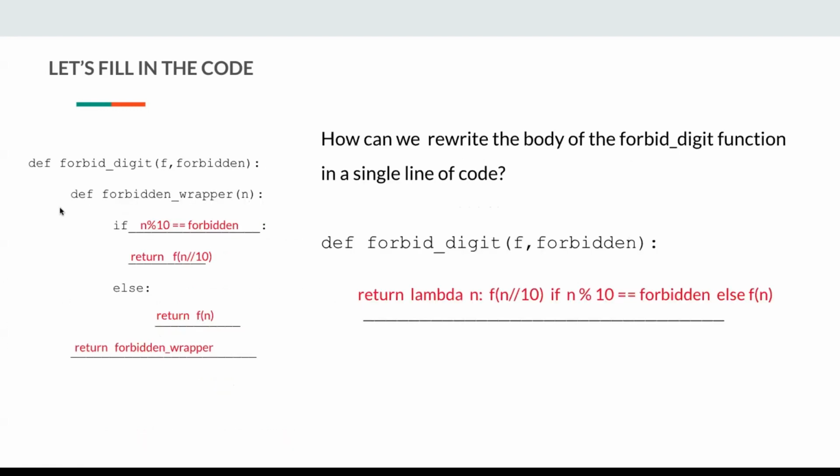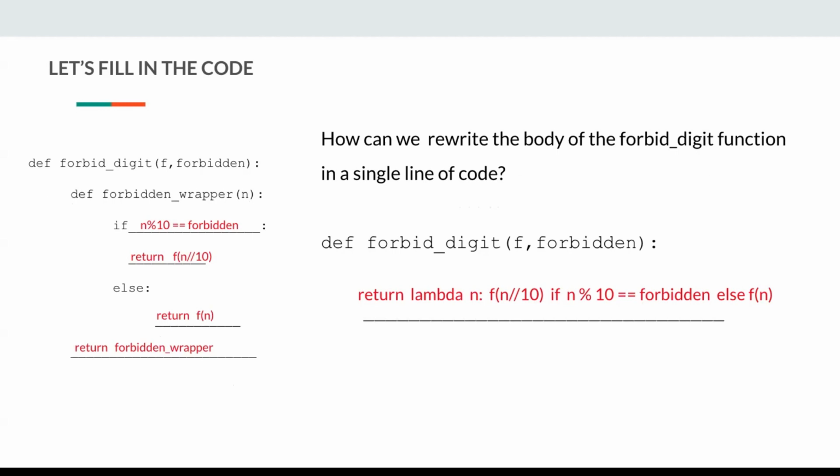I'm very sorry about it, but it's return lambda of n. So this is one function, right? We see lambda, our parameter n, and then this is our return statement. So we have lambda of n: f of n floor divided by 10 if n mod 10 equals forbidden. This is like our if case right here. And then else, if n mod 10 is not equal to forbidden, then we return f of n.